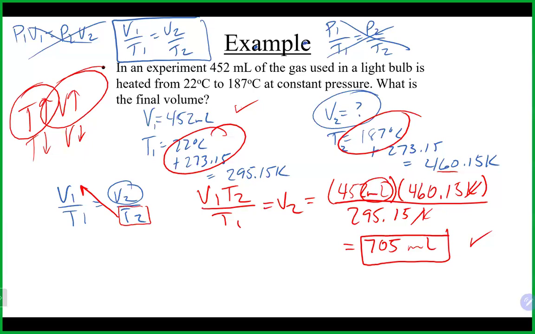It's saying six for the answer. Yeah, so what I would do is take 452 times, let me do it one more time here, just to make sure, 460.15 and hit equals, and then divide it by 295.15 and hit equals. You should end up with 704.685. So you definitely want to multiply the top and hit equals, then divide by the bottom and hit equals. And you should hopefully get it.